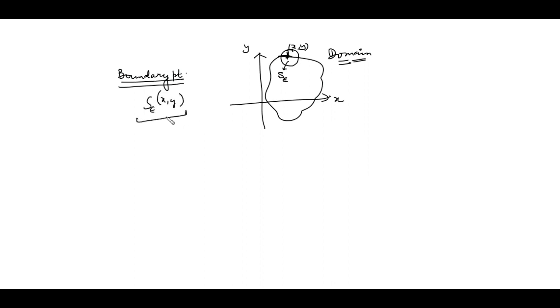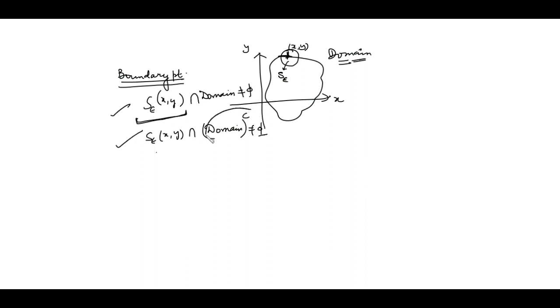If this open disk's intersection with the domain is non-empty, as well as its intersection with the domain complement is non-empty, and this is true for every smallest neighborhood open disk around this point (x, y), if this holds, then this point is lying on the boundary, right?